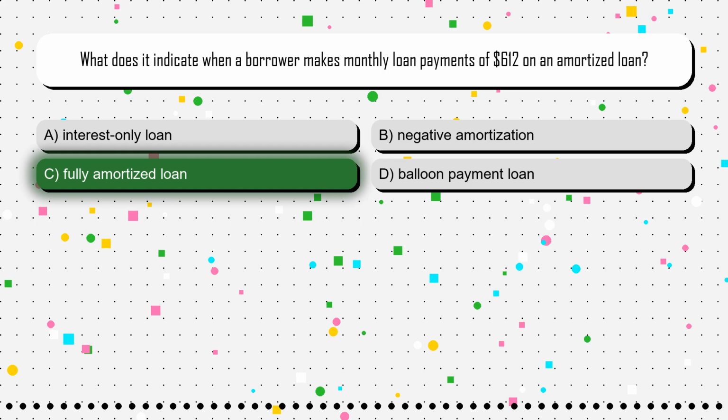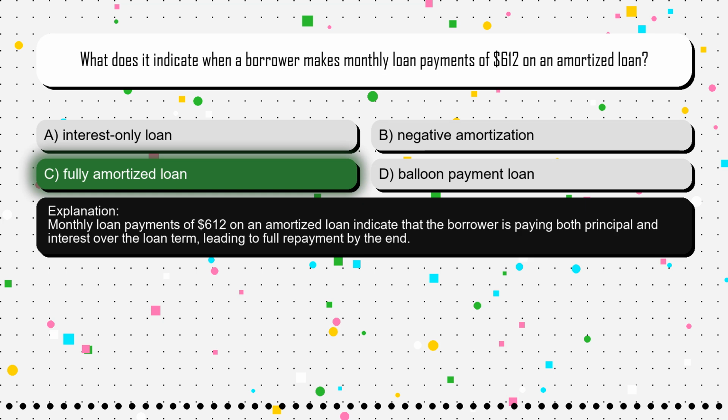The correct answer is option C, fully amortized loan. Monthly loan payments of $612 on an amortized loan indicate that the borrower is paying both principal and interest over the loan term, leading to full repayment by the end.